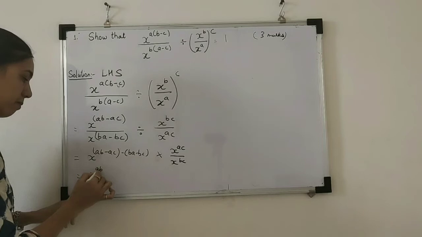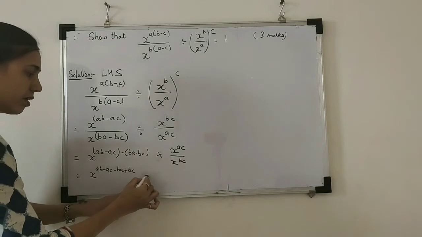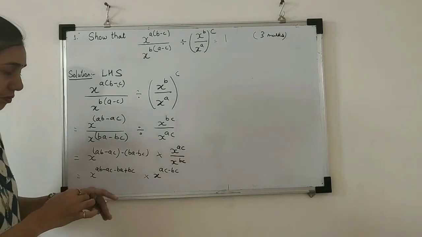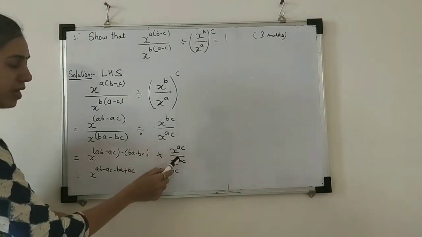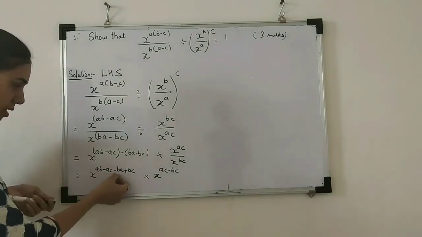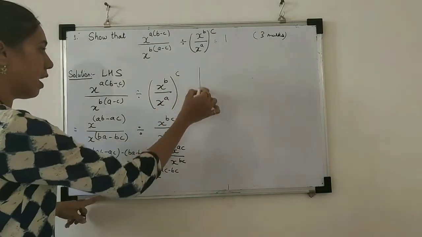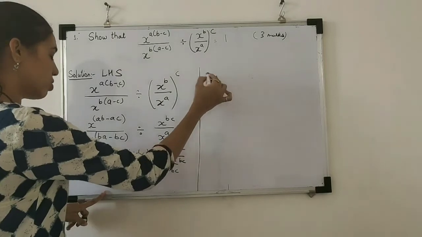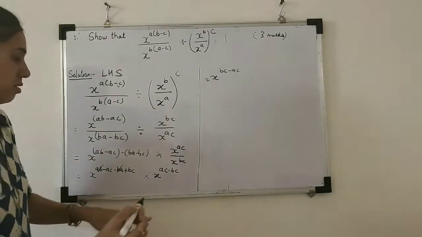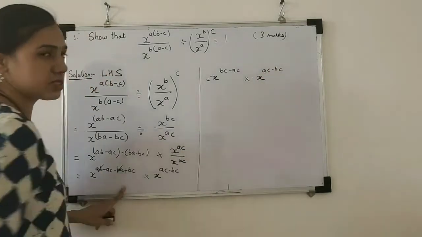x to the power ab minus ac minus ba plus bc into x to the power ac minus bc, because x to the power m divided by x to the power n is equal to x to the power m minus n. Now if we see, this ab and this ba cancel each other, and we will get x to the power bc minus ac multiplied by x to the power ac minus bc.